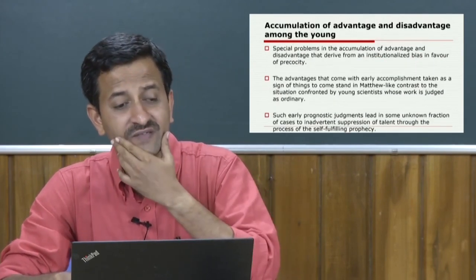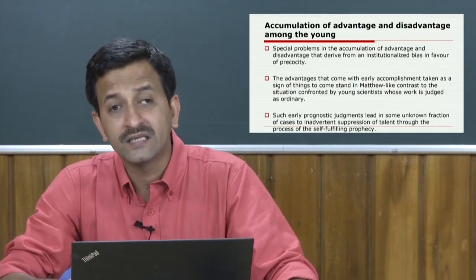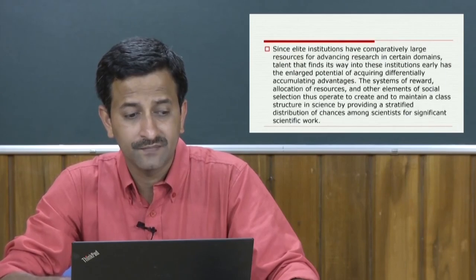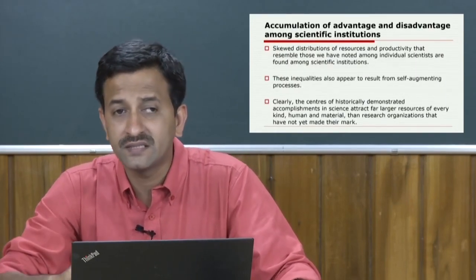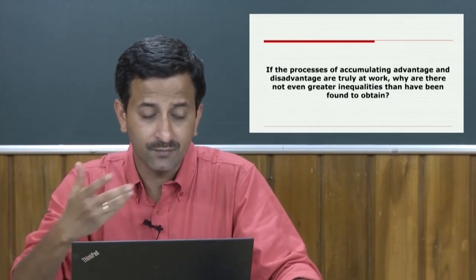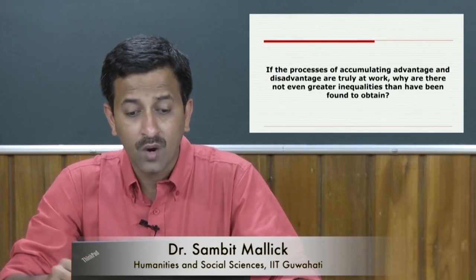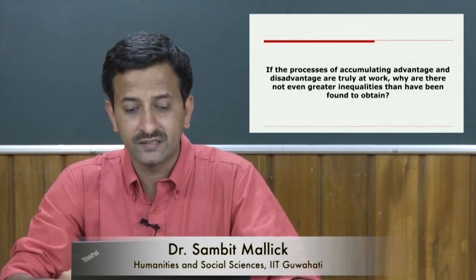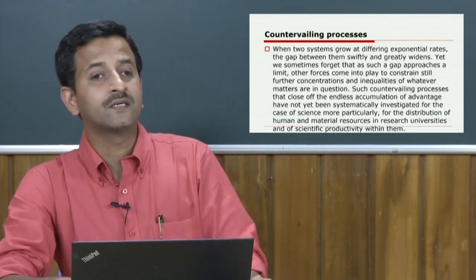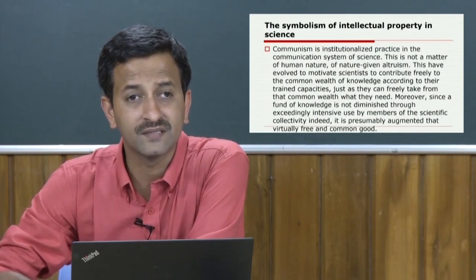Okay? Then we have discussed accumulation of advantage and disadvantage among the young scientists, the junior scientists, the graduate students, the PhD research scholars and so on. Then we have discussed accumulation of advantage and disadvantage among scientific institutions. Then Merton posed the question: if the processes of accumulating advantage and disadvantage are truly at work, why are there not even greater inequalities than have been found to obtain? From there on, Merton tried to look at countervailing processes and then the symbolism of intellectual property in science.